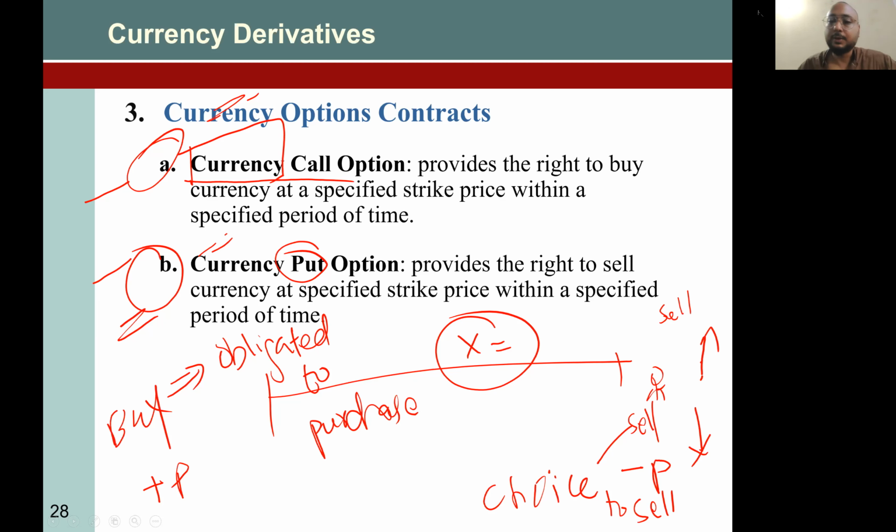Okay, Dion, good. So if you don't understand right now, just remember this one. Currency call option is right to buy. Currency put option is right to sell. So in this currency call option, buyer pays the premium. In currency put option, seller pays the premium and the other party will receive.